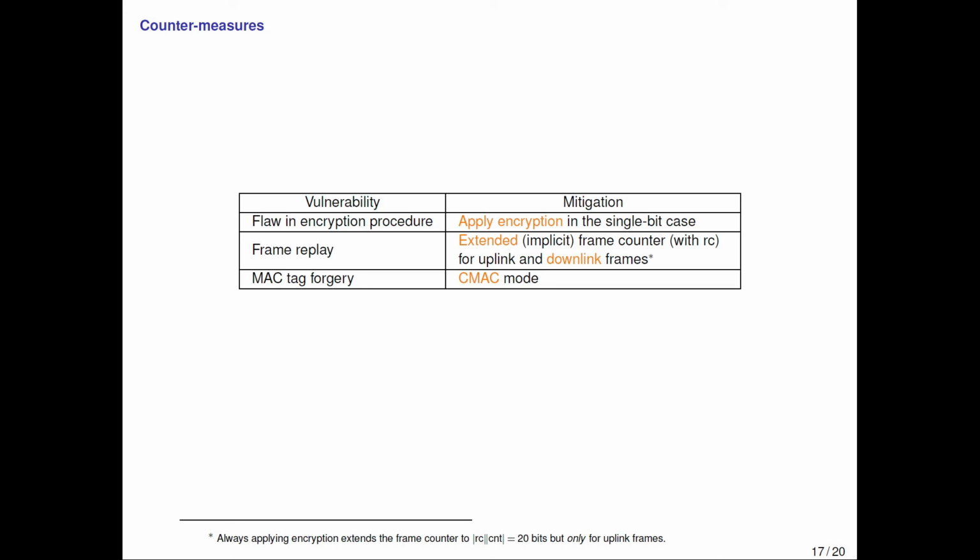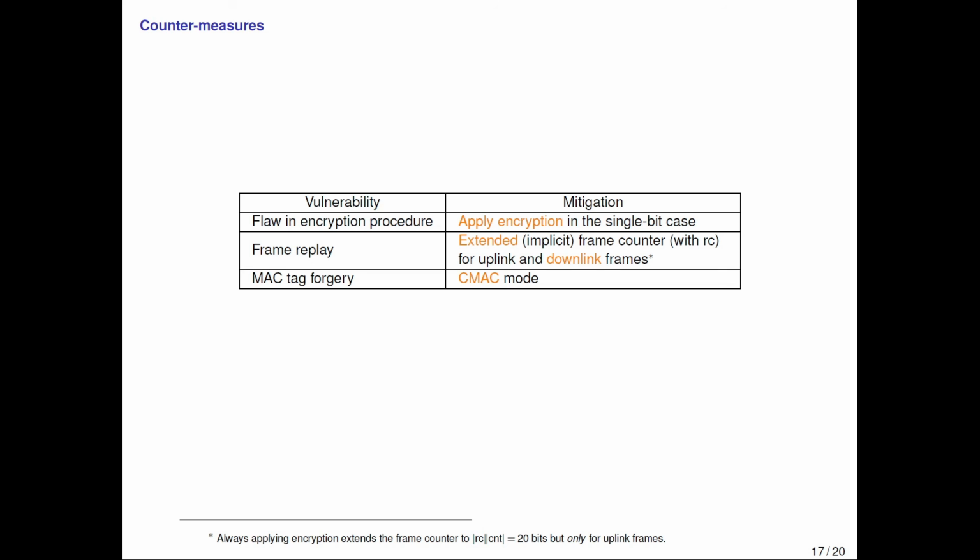Regarding the frame replay, this can be prevented by including in the MAC computation the implicit 8-bit counter as it is done to compute an encrypted uplink frame. This implicit counter must be involved in the MAC computation in all cases, when encryption is activated or not, for uplink and downlink frames. If the 12-bit explicit counter rolls over after 1 month, in the best case for the attacker, it is unlikely that this extended 20-bit counter will roll over, since 256 months likely exceeds the expected lifetime of an end device.